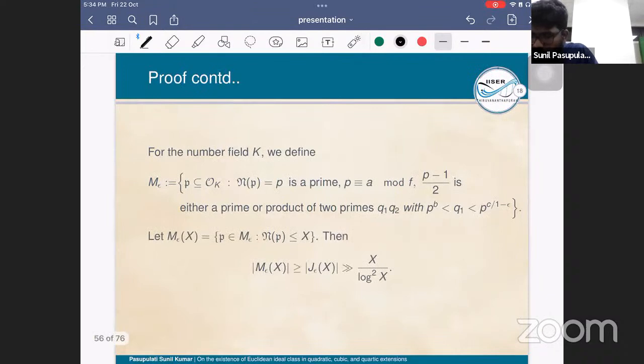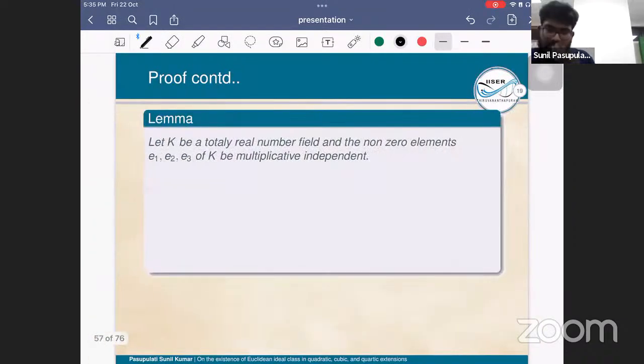So now let me consider M epsilon of x, which is the set of P belonging to M epsilon such that the norm of P is less than or equal to x, and it is clear that this is less than or equal to this, which is greater than x over (log x)^2. So here I again use a lemma by Gun and Joshna.